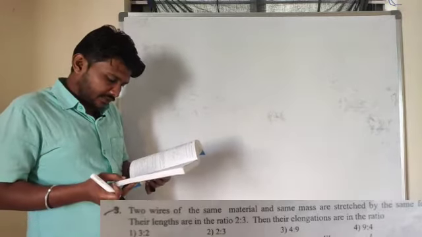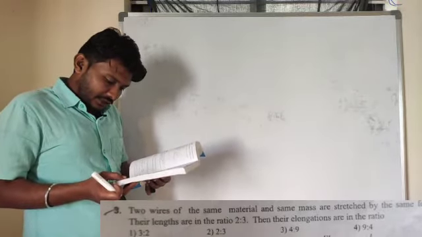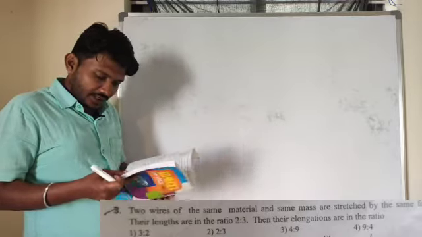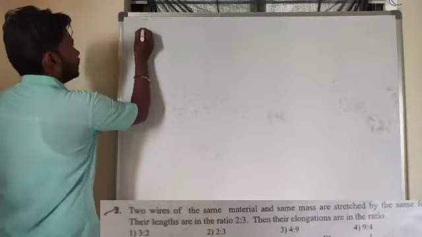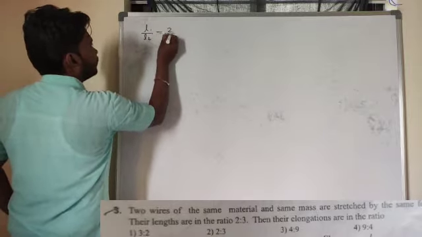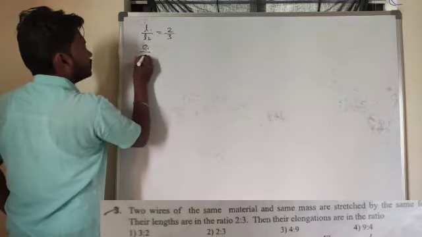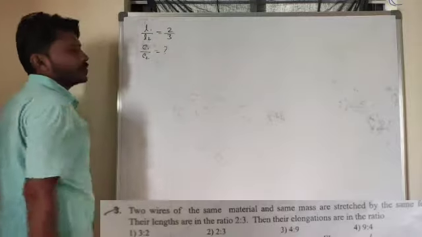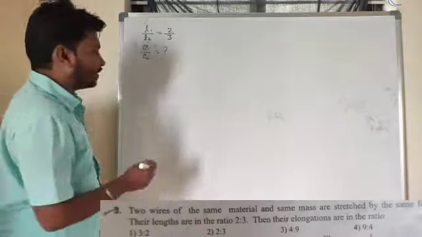Here force is also same. Their lengths are in the ratio 2:3. Their elongations are in the ratio is? So look at here. They mention lengths are in the ratio 2:3. So in that question, what about the elongation in terms of ratio?